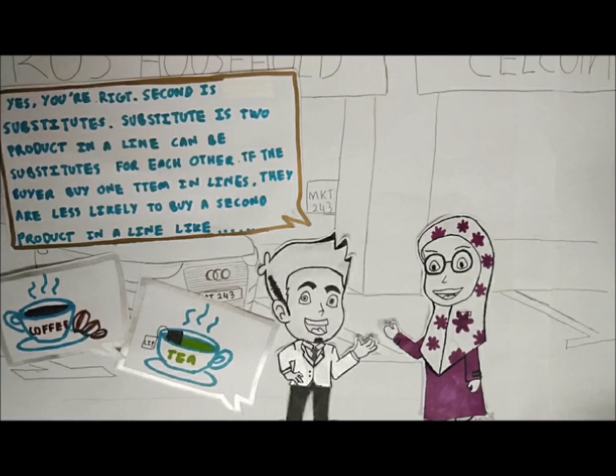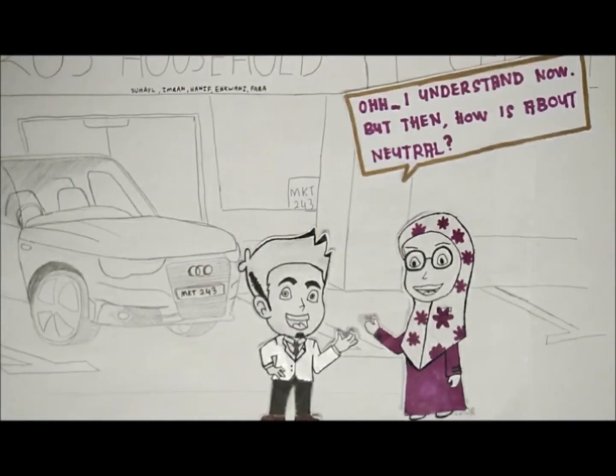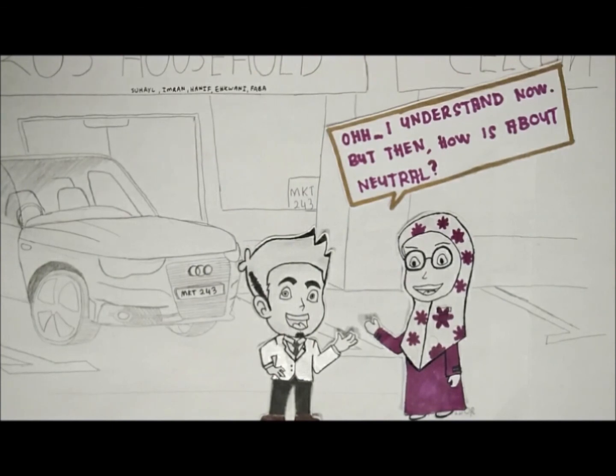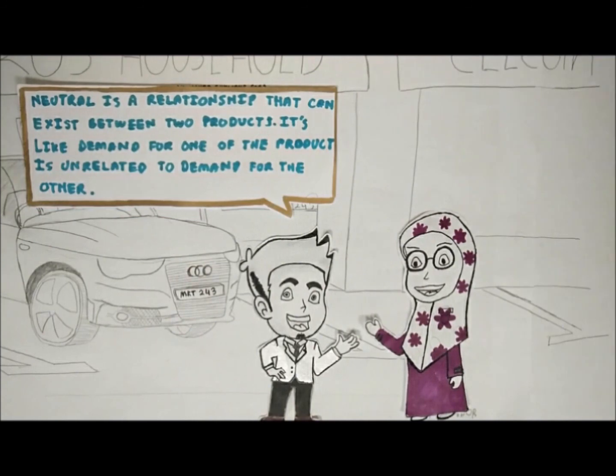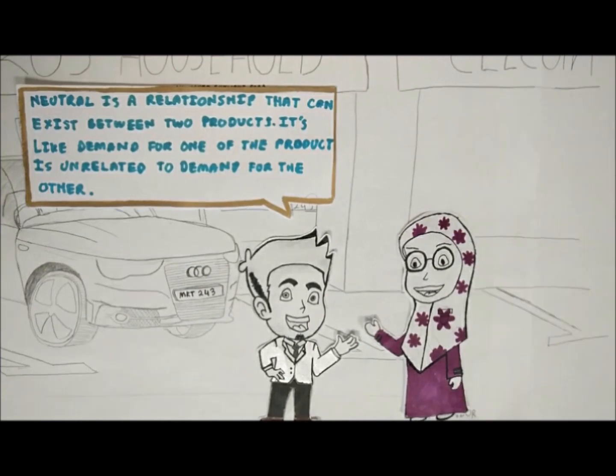Second is substitute. Substitute is when 2 products in a line can be substitutes for each other. If the buyer buys one item in the line, they are less likely to buy a second product in the line, like tea and coffee. Oh, I understand, but how about neutral? Neutral is a relationship that can exist between 2 products. It's like demand for one of the products is unrelated to the other's demand.